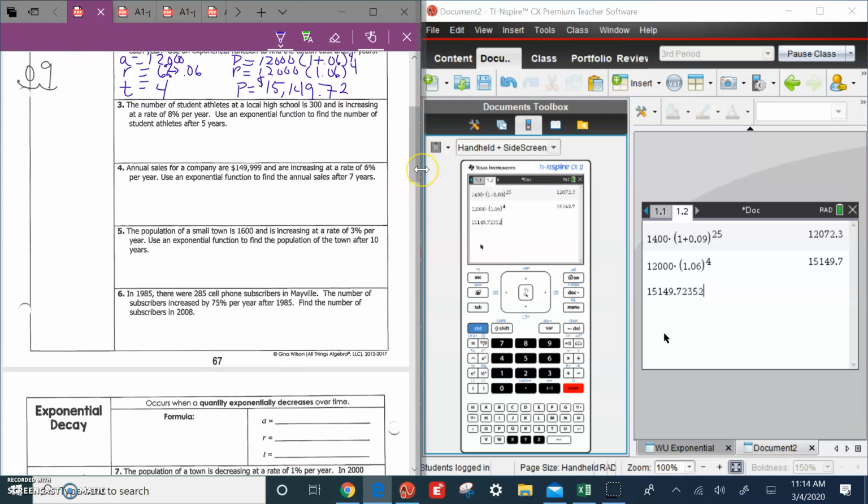Let's do the next one for sure. All right, number 3, it says you're going to have student athletes. We're starting with 300 in high school. And it's going to increase at a rate of 8%. So I'm just going to change that already to decimal, 0.08. And then it says we want to know how many athletes are going to be after 5 years. So this is increasing, right? So then we're going to do P equals 300, which is my initial value, which is our A. Then it is 1 plus 0.08 raised to the 5.